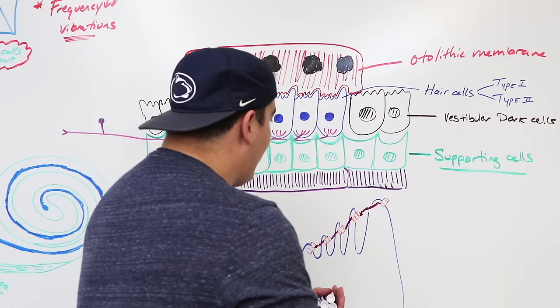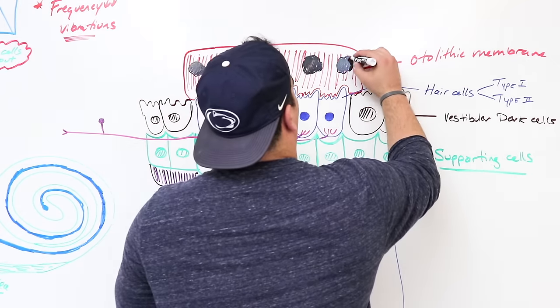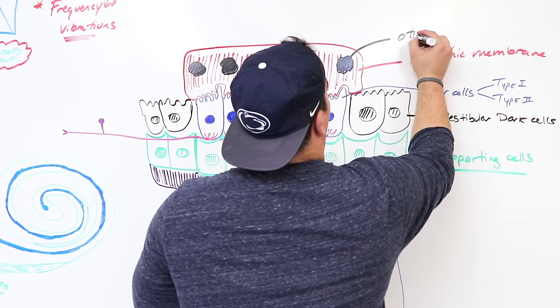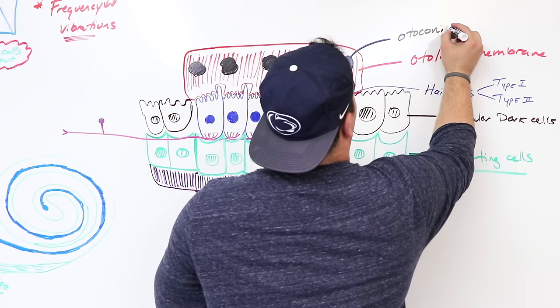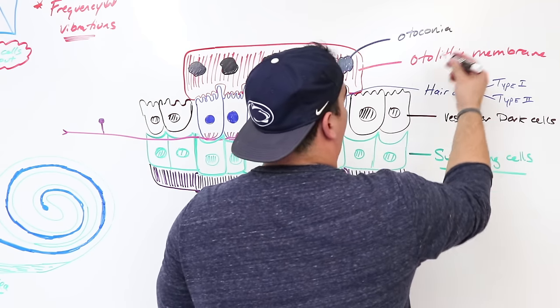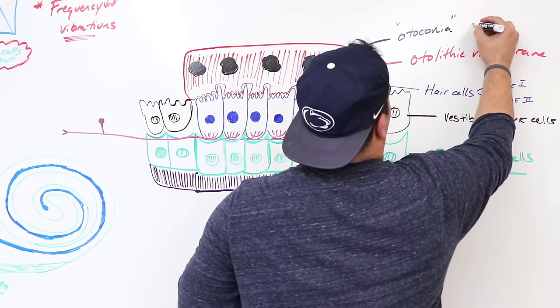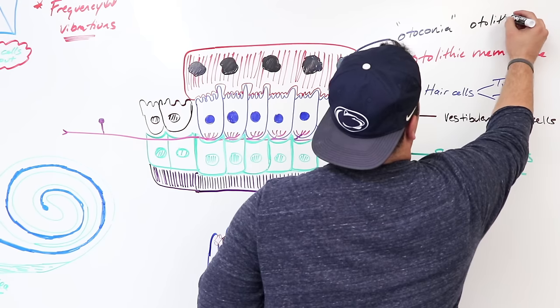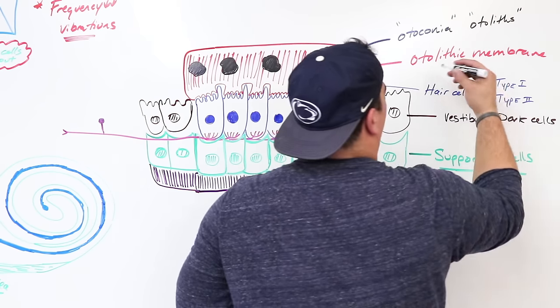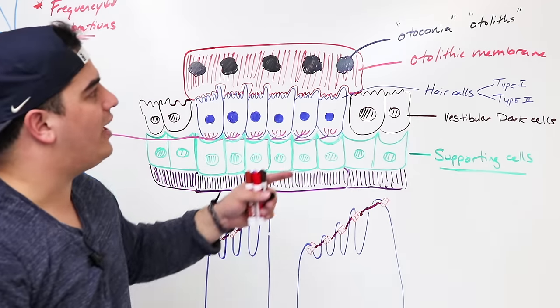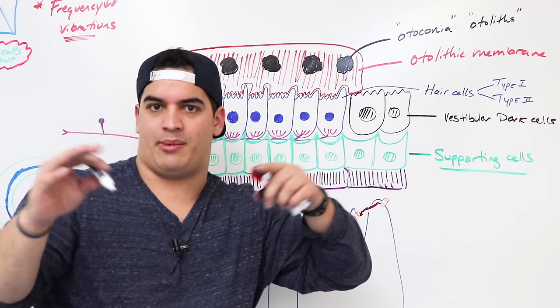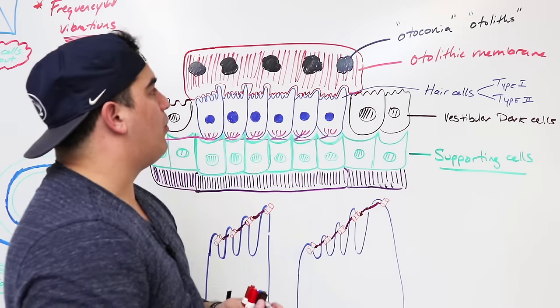And then lodged into this gelatinous material, or this otolithic membrane, you have these calcium carbonate crystals. All right? And these calcium carbonate crystals, they actually call these otoconia, or sometimes you might even hear them, there's many names for these. You also can hear them as otoliths. And sometimes people even call them statoliths, but we'll stick right now to otoconia or otoliths. I might use them interchangeably, but realize that they do have multiple names.